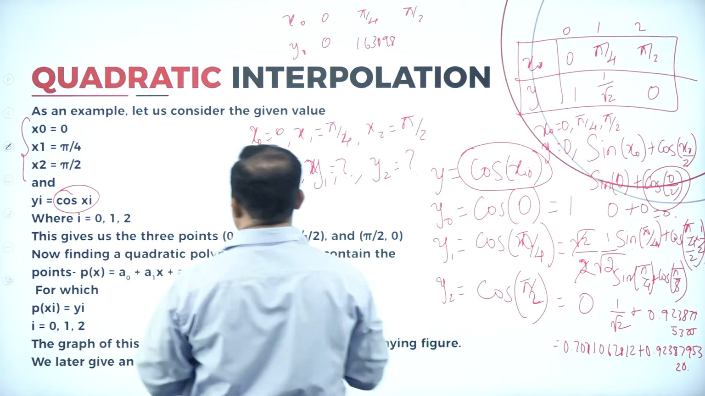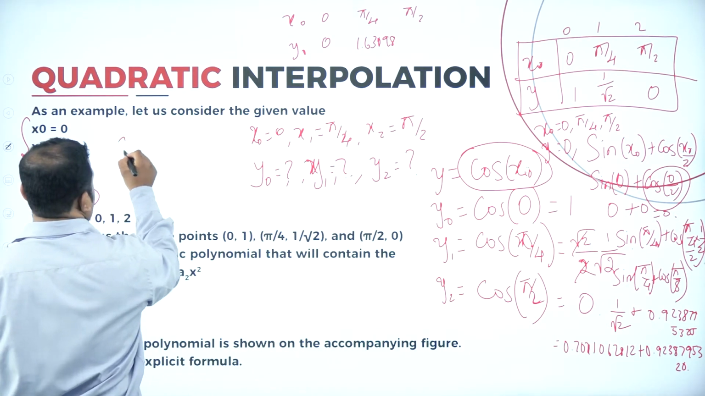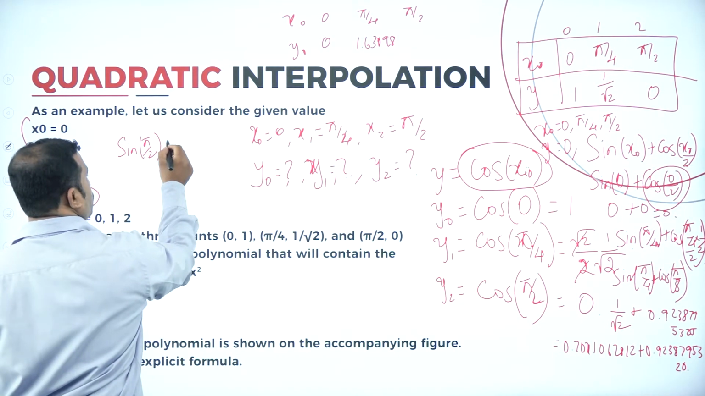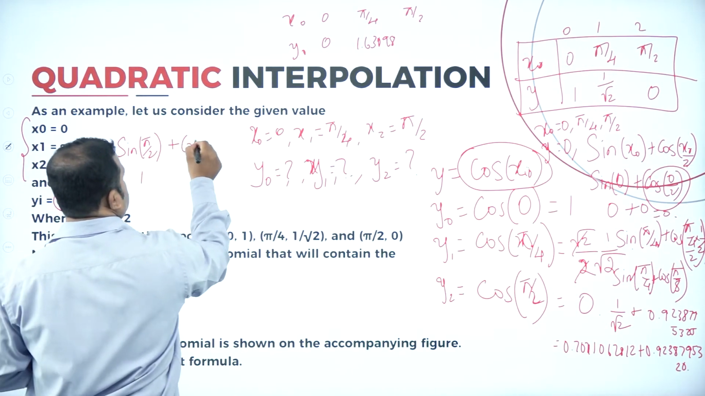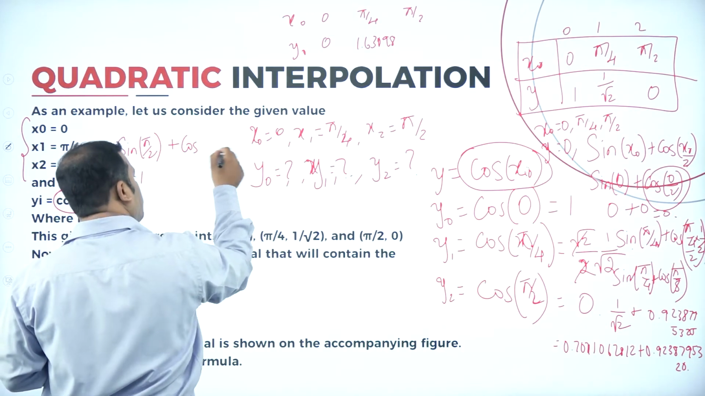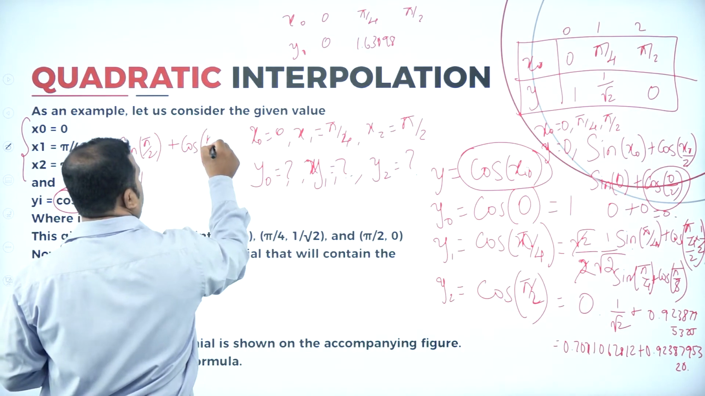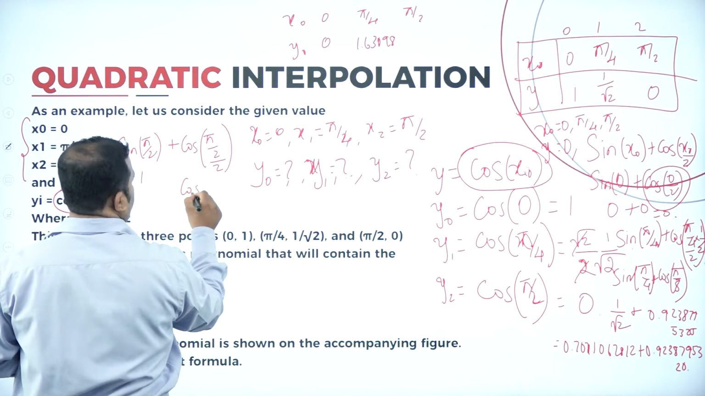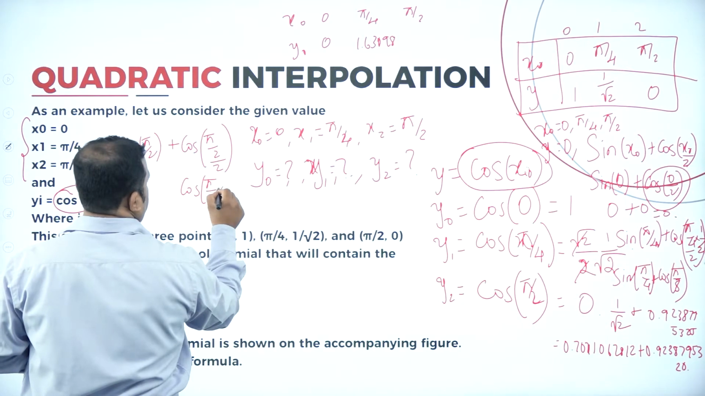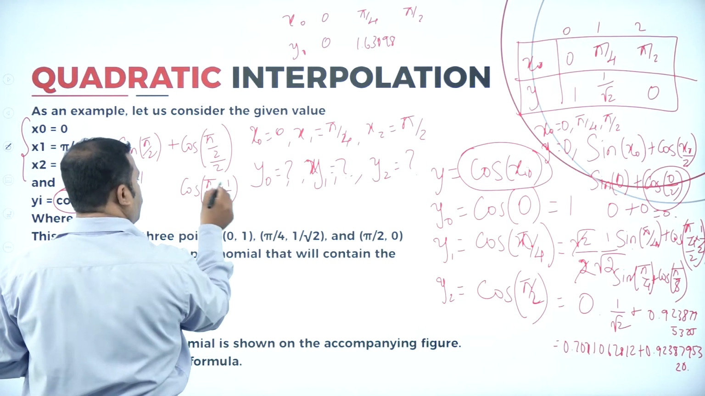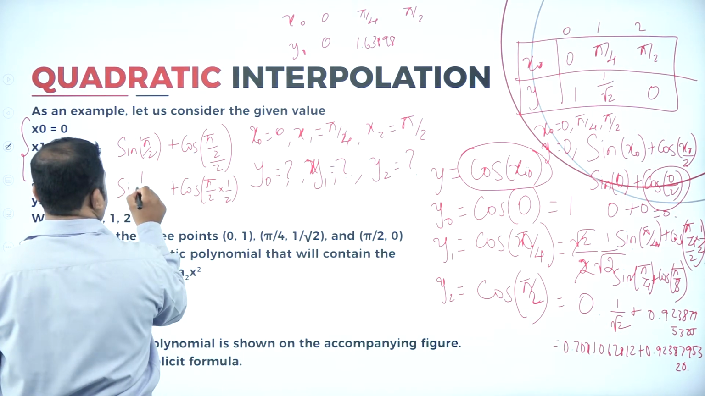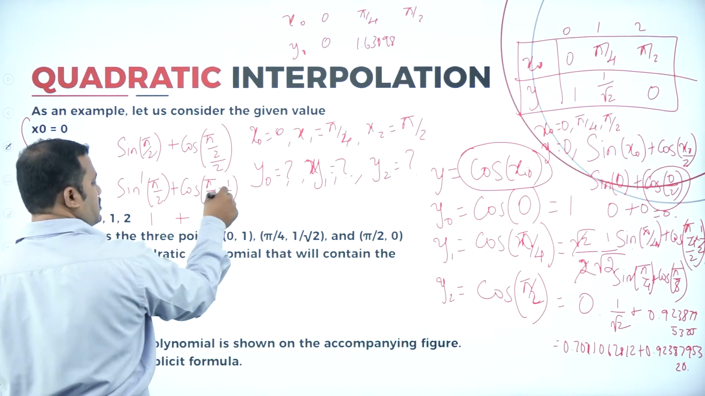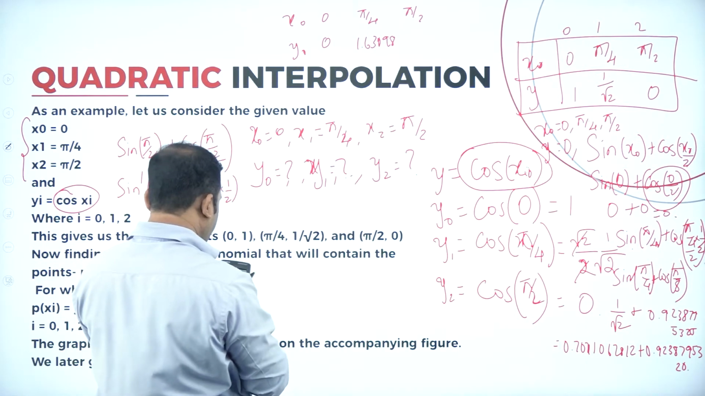If I do that simplification, for that problem, sine of pi by 2, that is 90 degrees, which is equal to 1, plus cos of pi by 2 by 2, which can be further simplified as cos of pi by 2 into 1 by 2, which is equal to pi by 4, plus sine of pi by 2, which is the same as 1 plus this term, pi by 4. What is the value of pi by 4?